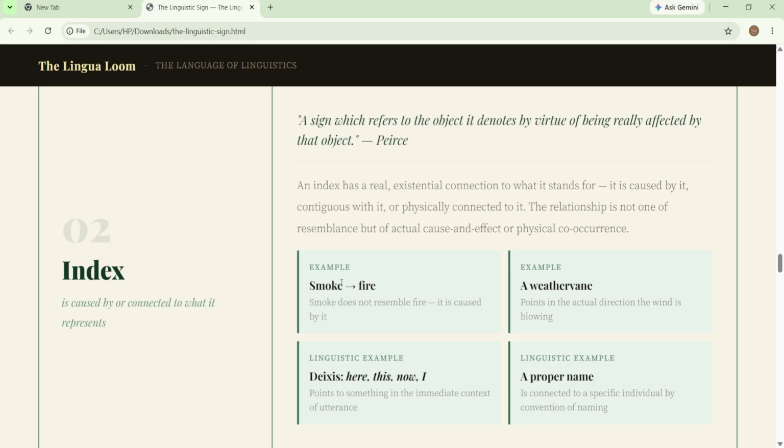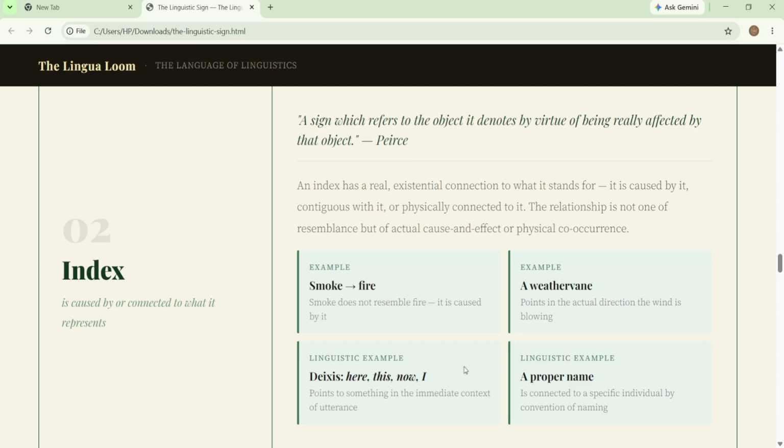So these are indexes. If there is smoke, obviously there's going to be a fire. Smoke does not resemble fire. It is caused by fire. Obviously, when there is some sort of fire, the smoke is going to rise.